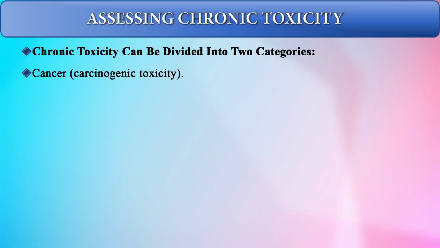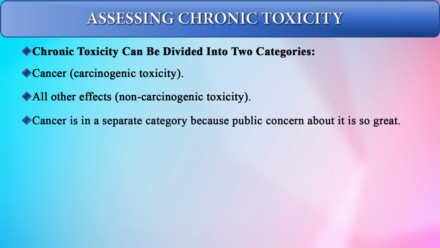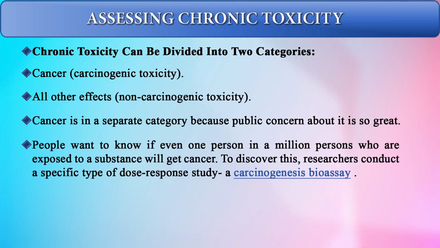Chronic toxicity can be divided into two categories: cancer-causing or carcinogenic toxicity, and all other effects, that is, non-carcinogenic toxicity. Cancer is a separate category because public concern about it is so great. People want to know if even one person in a million who are exposed to a substance will get cancer. To discover this, researchers conduct a specific type of dose response study which is known as a carcinogenesis bioassay.